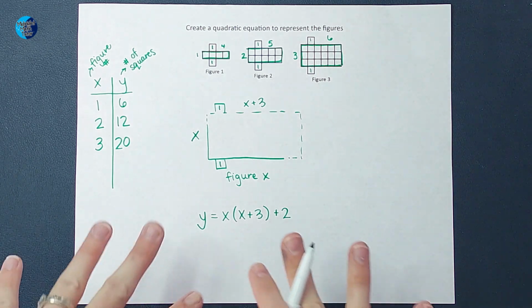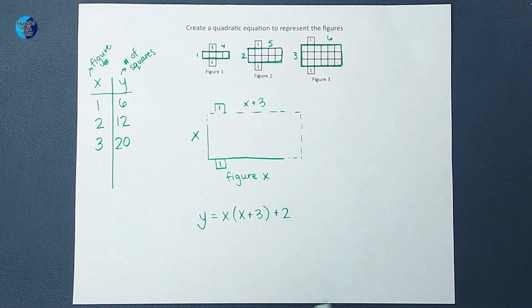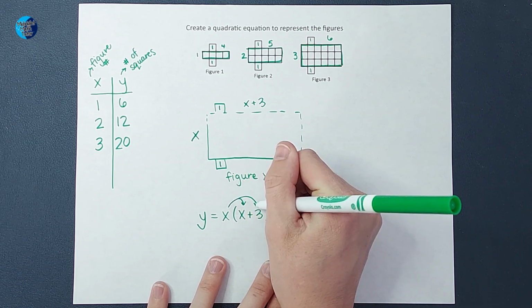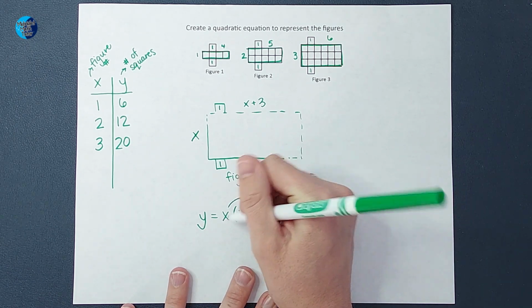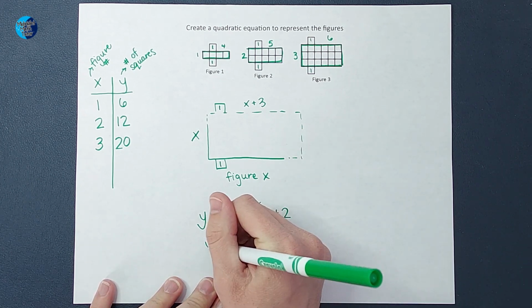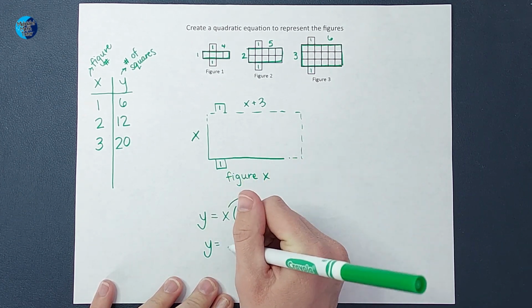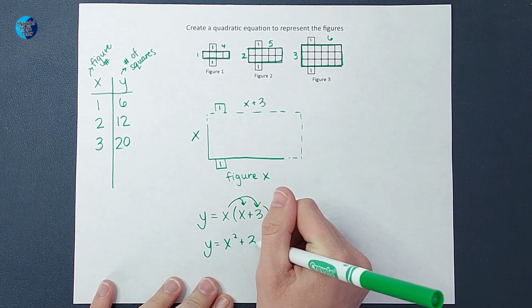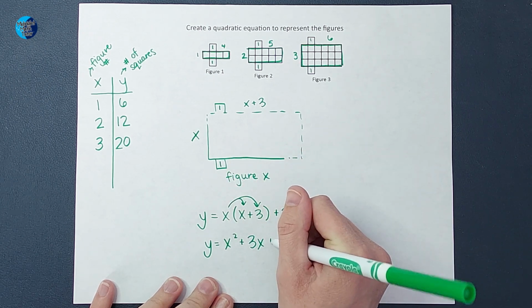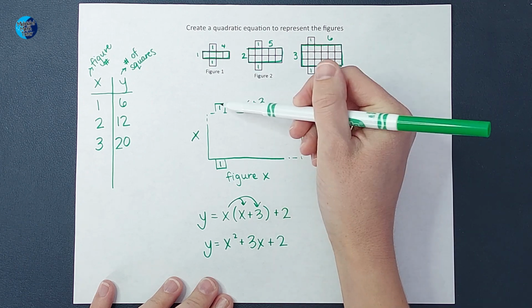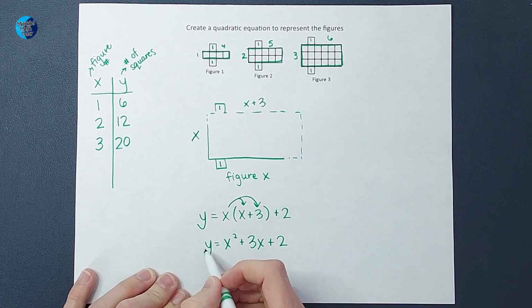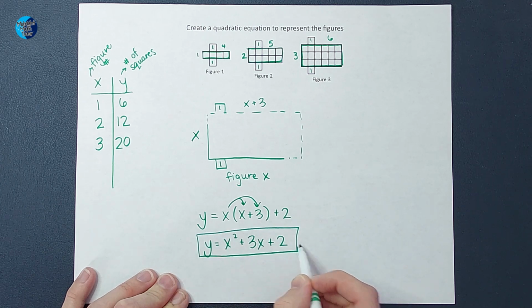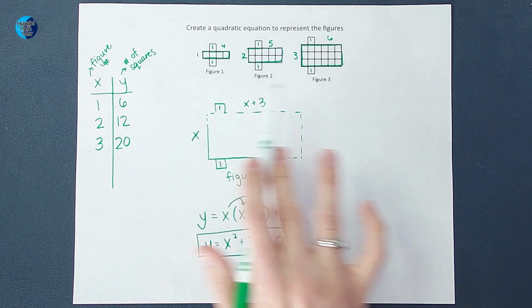Now we could leave it like that, but I want to distribute that x in. It'll just make me happy and look more quadratic-y. So that's a word. I'm distributing that x in, so I end up with y equals x times x gives me x squared, x times 3 gives me 3x, and then plus 2, which represents those 2 boxes. This is the equation, the quadratic equation, that represents these figures.